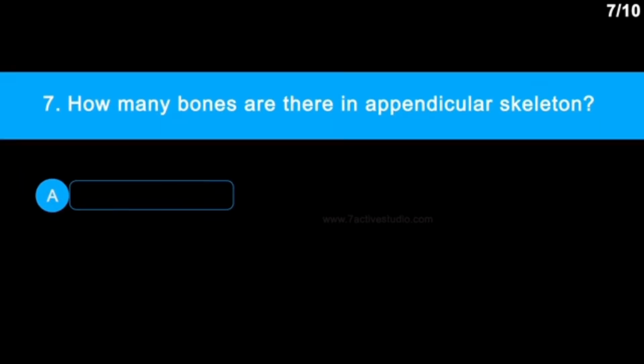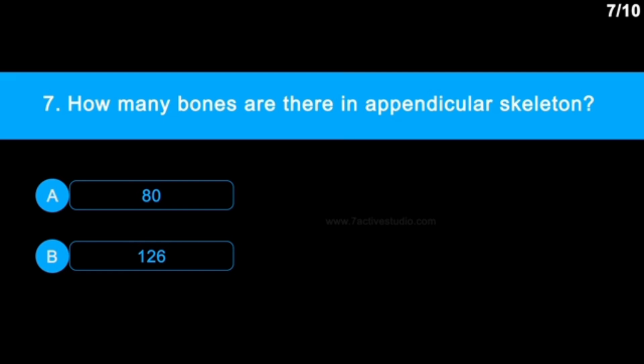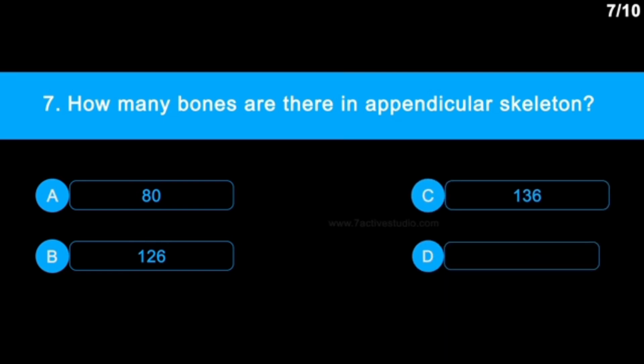Question 7. How many bones are there in appendicular skeleton? Option A. 80. Option B. 126. Option C. 136. Option D. 140.